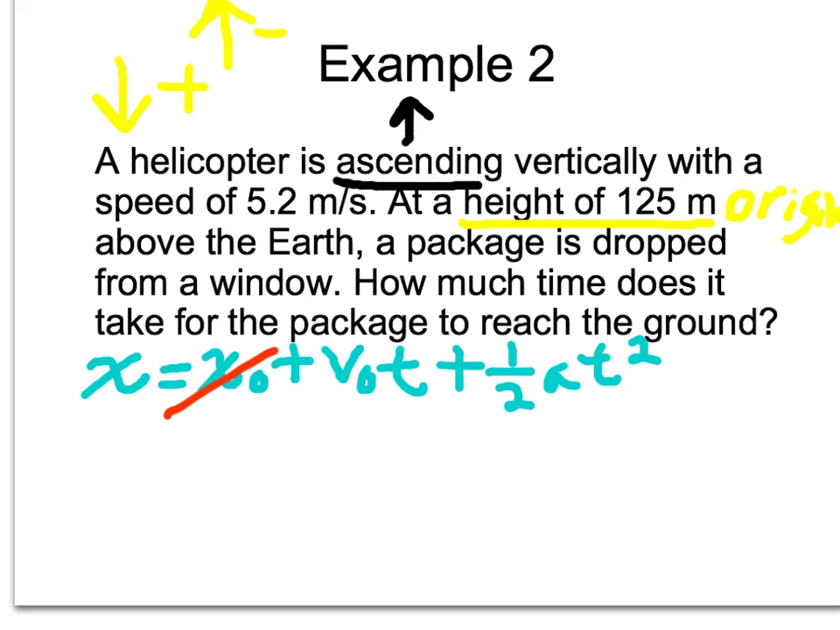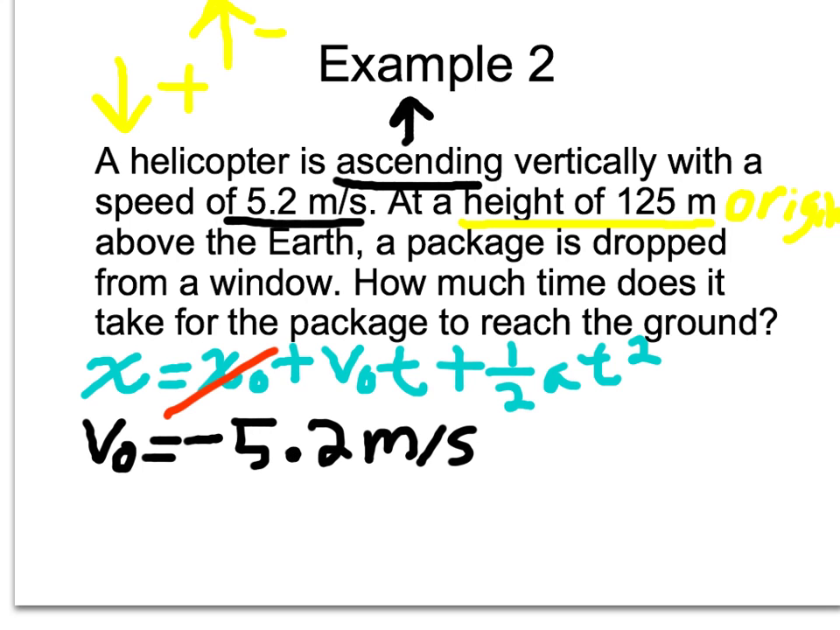v naught is going to be the initial speed of the package, which is 5.2 meters per second, but it's going up. So, just like the plane was going up, the package is going up if you just hold it out the window. So the package has an upward, and in this case, upward is negative, initial velocity of 5.2 meters per second. And my acceleration, since I'm on Earth, down is positive this time, so it will be 9.81 meters per second squared.